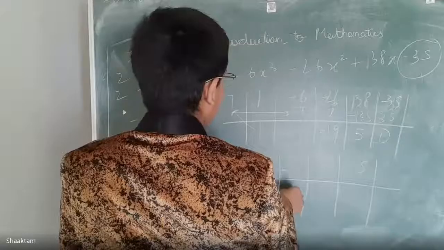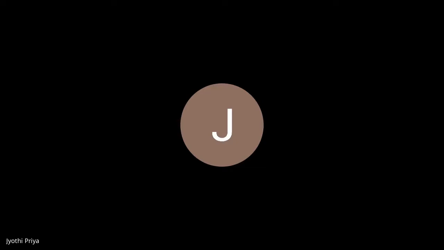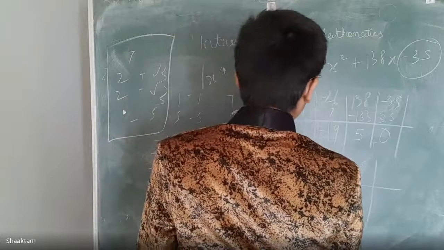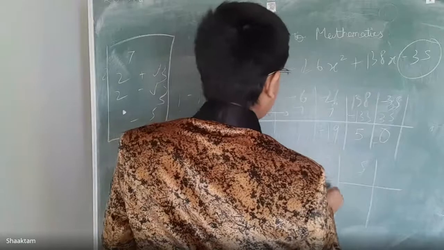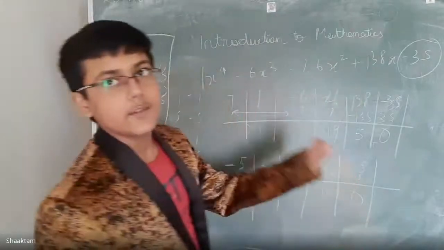1 into minus 5, 1 plus minus 5 will get minus 4. Minus 4 into minus 5 will get plus 20. 20 minus 19 I'll get 1. 1 minus 5 I'll get minus 5. And then I'll again get 0.